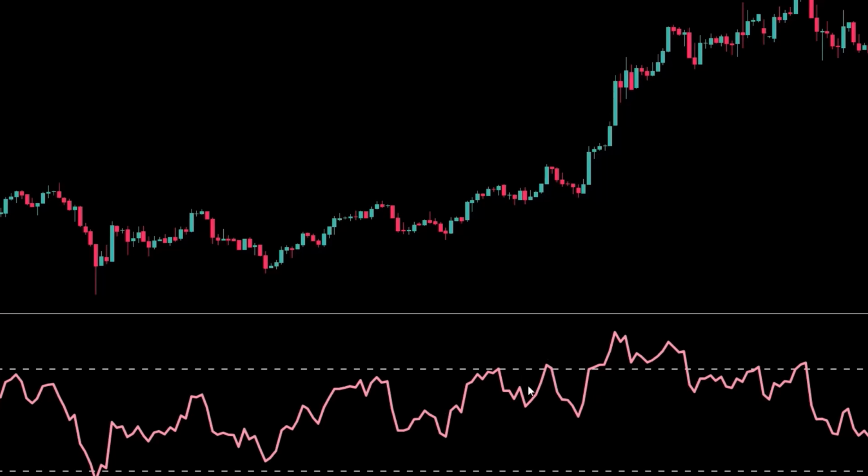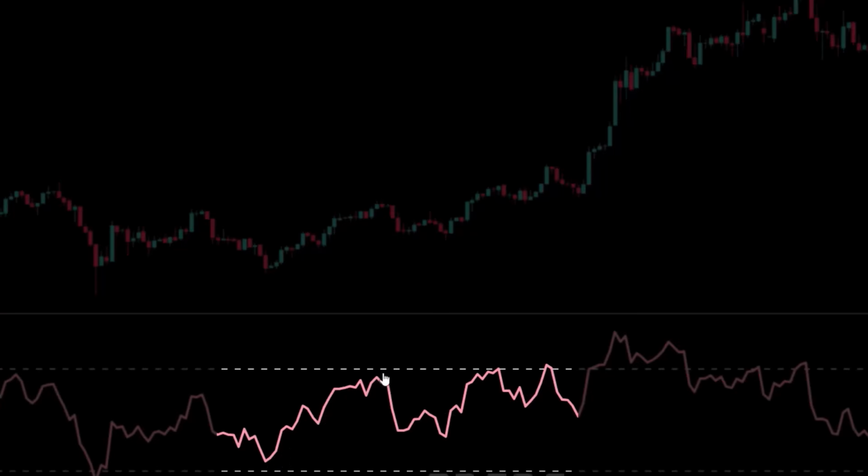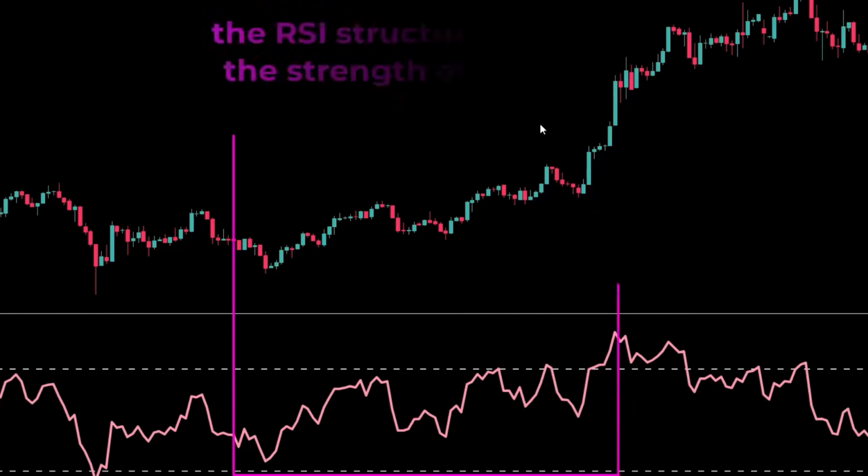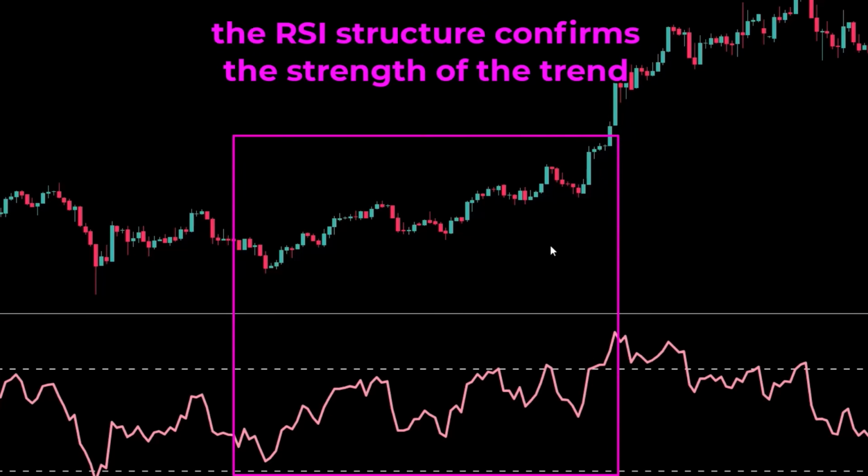So now the structure on RSI is clear. Higher low, higher high. This tells us that bullish momentum is building. And when we look at the price chart, we can see that price is also trending upward. So the RSI structure confirms the strength of the trend. Now let's look at another situation.